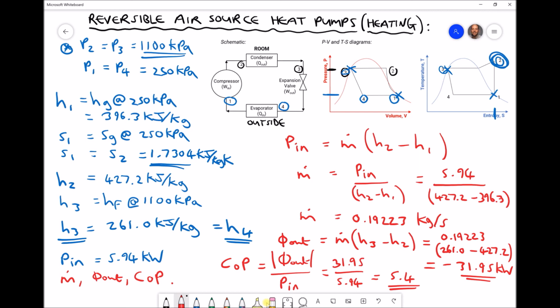In the next video, we're going to look at a similar example, except our reversible air source heat pump is going to be run in reverse in order to provide a cooling effect or an air conditioning effect to our room.